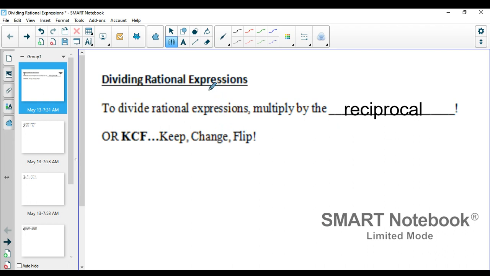All right, so our next set of notes is dividing rational expressions. To divide fractions, and this doesn't just apply to expressions, which means they include variables, this is how you divide every fraction. So to divide rational expressions, you multiply by the reciprocal.